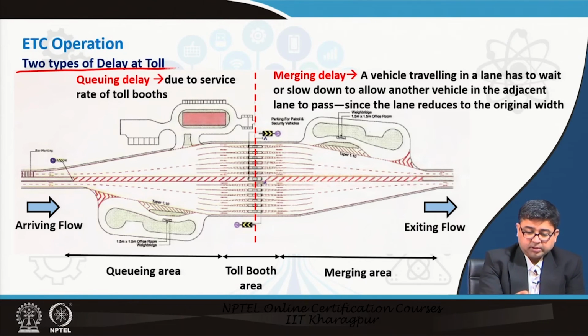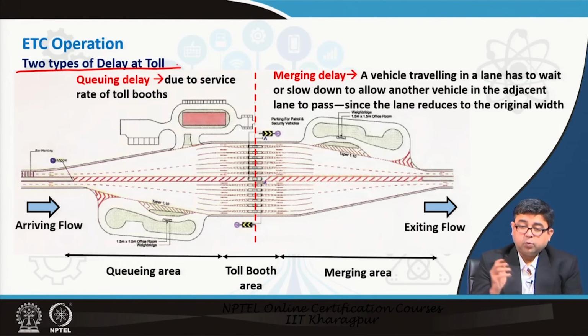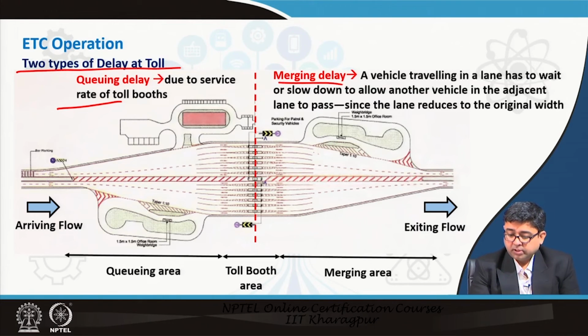We have also given you an understanding of why delay happens. Delay happens due to two things: queuing delay, which is when you are queuing up to pay the tolls, and also merging delay when you are trying to merge back, because there are 7 lanes that have to merge back to 2 lanes. So, all of this takes a little bit of delay as well.